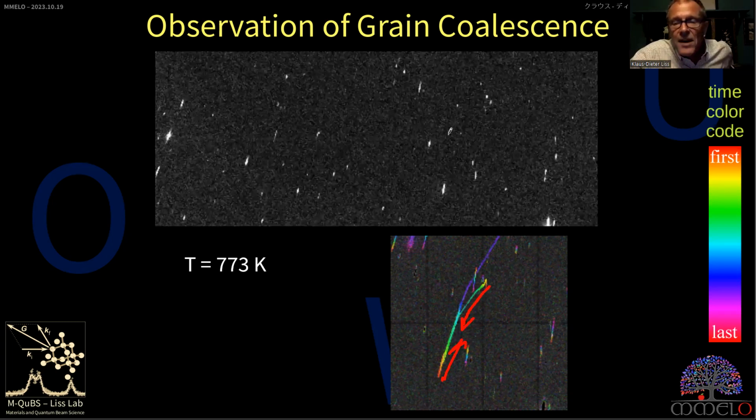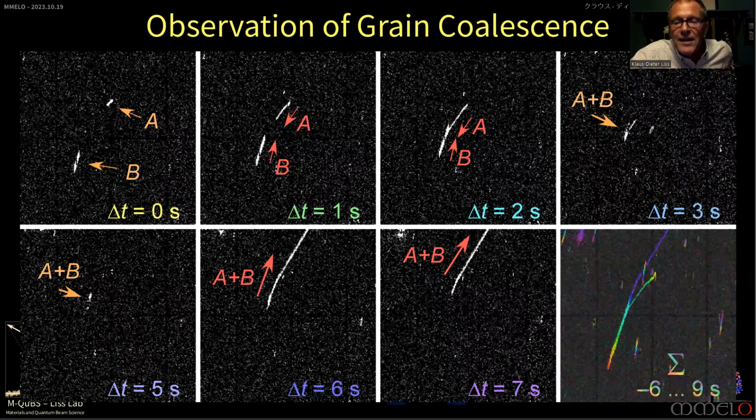Eventually they hit each other. They coalesce. They become one spot. They stay there for a while in orientation space. And then they run away together. So the one bigger grain, A plus B, continues rotation. Or here, you have this fat guy going through reciprocal space.